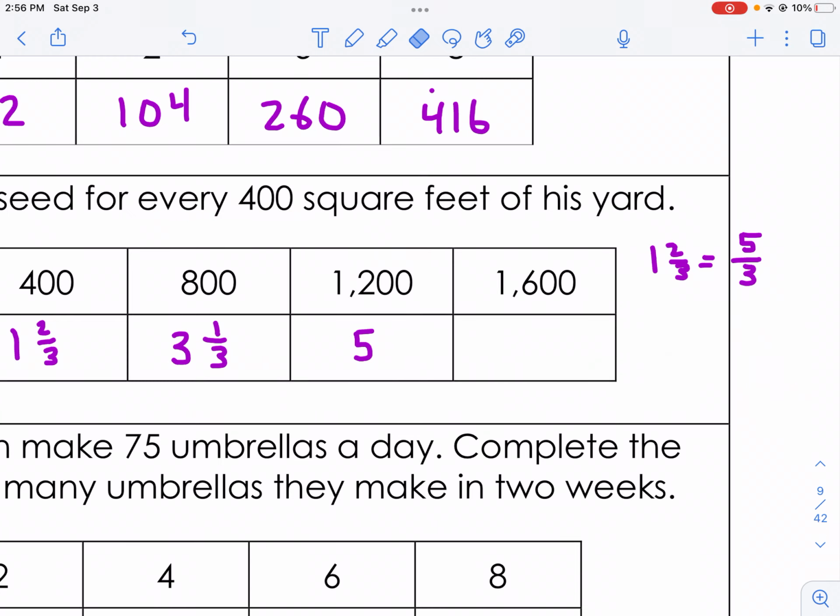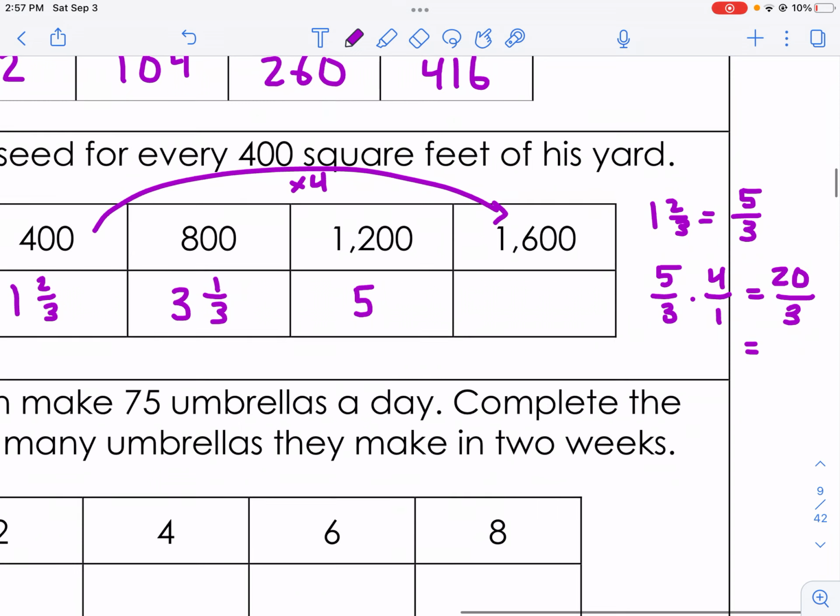Let's look at times 4, because to get from 400 to 1600, I've got to do times 4. So I'm going to take that 1 2/3 or 5/3, and I'm going to multiply that times 4. And it makes it easier to multiply if you do it times 4 over 1. 5 times 4 is 20. 3 times 1 is 3. To put that as a mixed number, I ask how many times does 3 go into 20? 6 times, because 6 times 3 is 18. That leaves 2 left over, and out of 3.